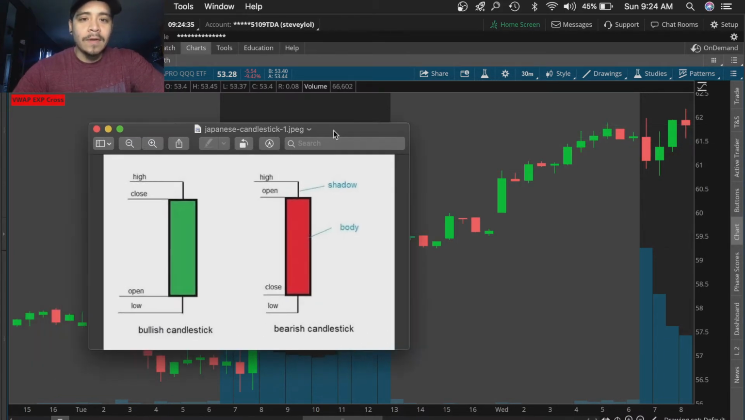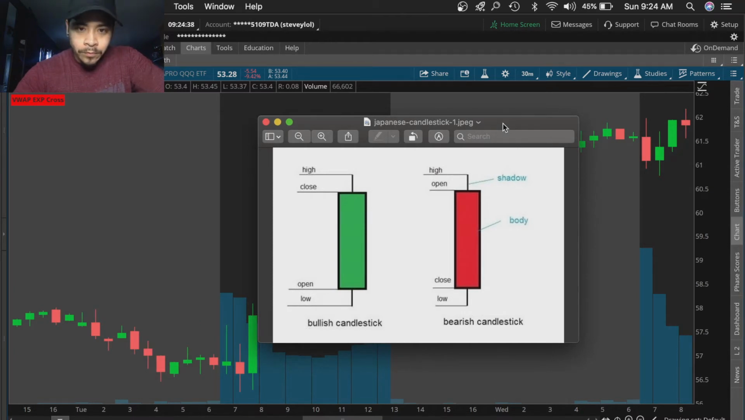First off, I'm going to show you how to read a candlestick. We have a green candlestick and a red one. They're called Japanese candlesticks. Why? I have no clue, you can look that up, but that is what they're called. When you're reading a candlestick, like it says right here, you have the open. Right here at the bottom of the body, this is where price opens. And at the top where it says close, this is where price closes.